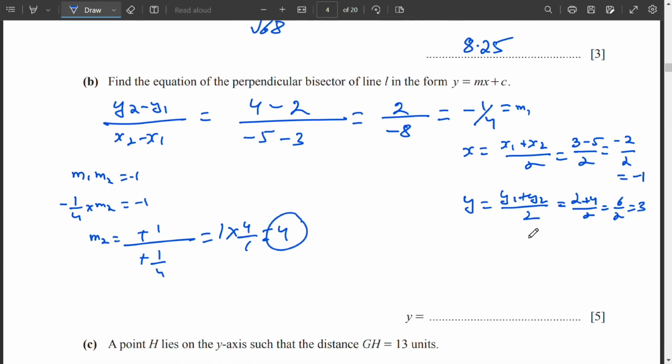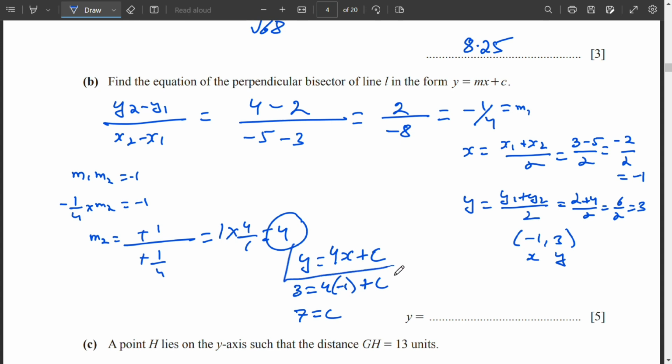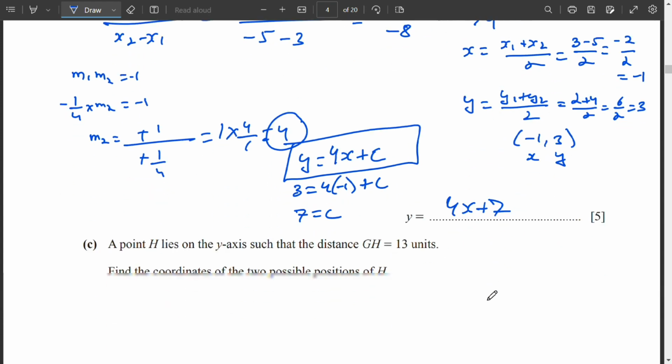So this has a slope 4 and it passes through the point minus 1 comma 3. So we can write y equals mx plus c, m is 4, 4x plus c, and then we can substitute the values of x and y. X is minus 1, y is 3. So 3 equals 4 into minus 1 plus c. This is minus 4. You take it to the left side, that becomes plus. 3 plus 4 is 7. C is 7. You can substitute over here. So y equals 4x plus 7. That's the equation of the line.